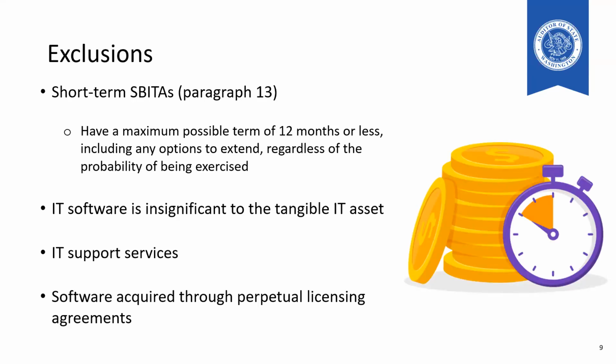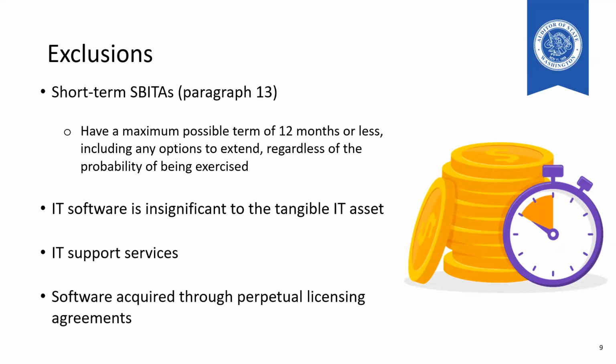Now that we've talked about a couple things that might be included, let's talk about what is not included. The first one here is short-term SBITAs. And thankfully, the definition of a short-term SBITA is the exact same as a short-term lease. As a reminder, it's short-term if the maximum possible term is 12 months or less. And that includes all options to extend the contract, regardless of whether you think those options will be exercised or not.